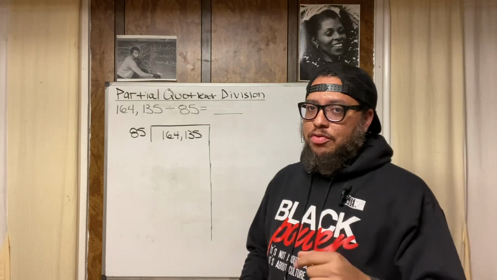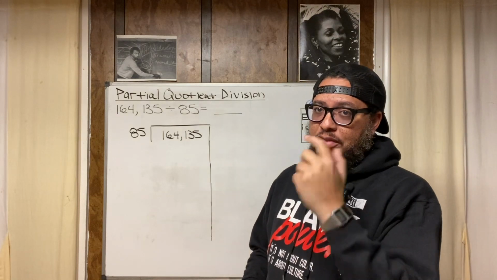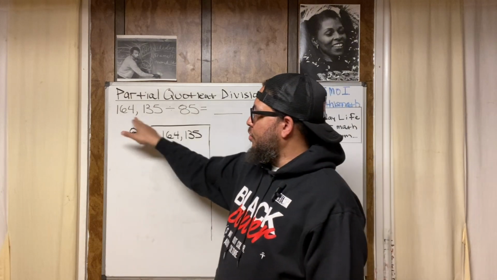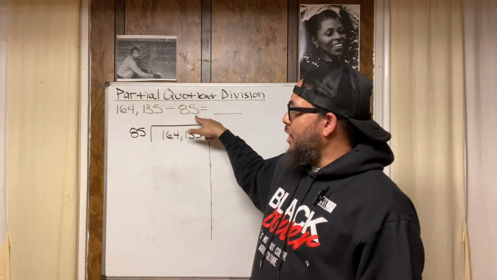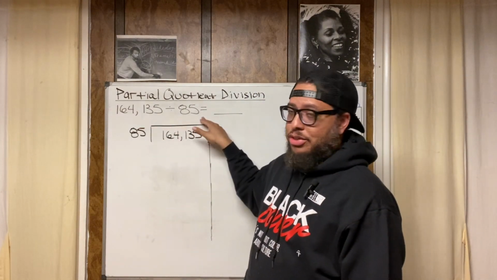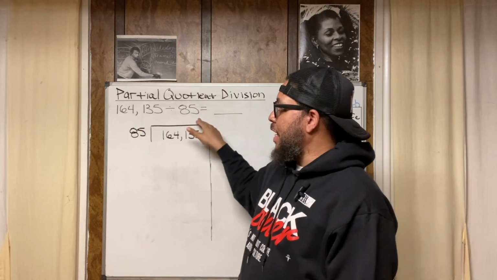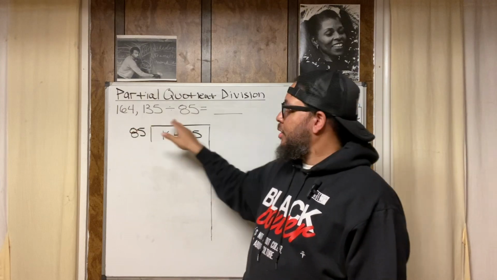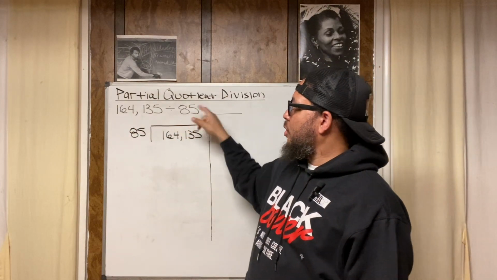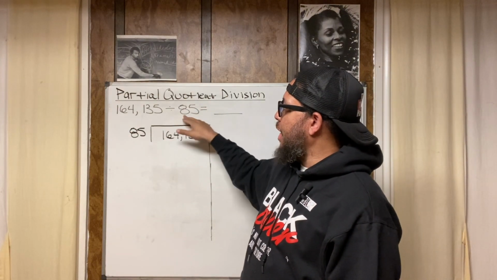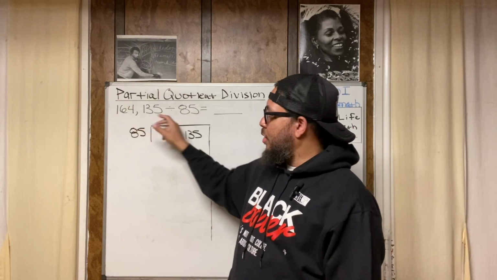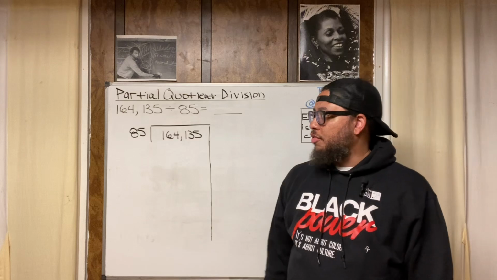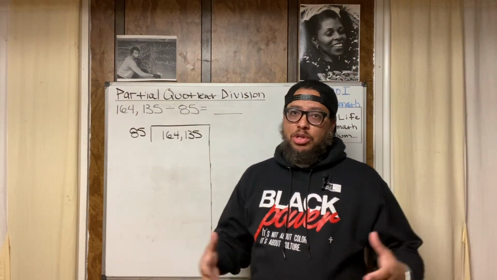The first number in the division problem is called a dividend, right? It's called a dividend. The second number is called a divisor. Dividend, divisor. And the answer is called a quotient. Dividend, divisor, quotient. So the quotient is how many of the divisor can fit into the dividend. So how many 85s can fit into 164,135?